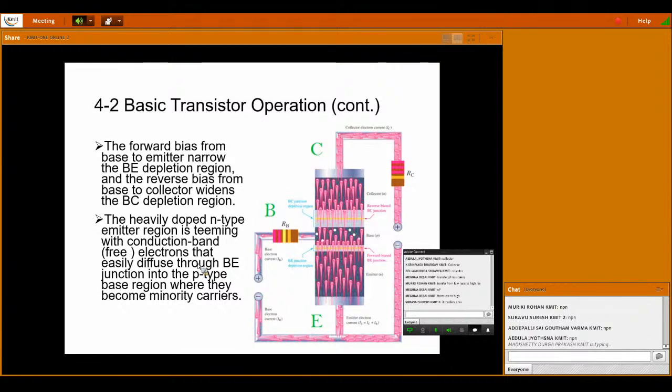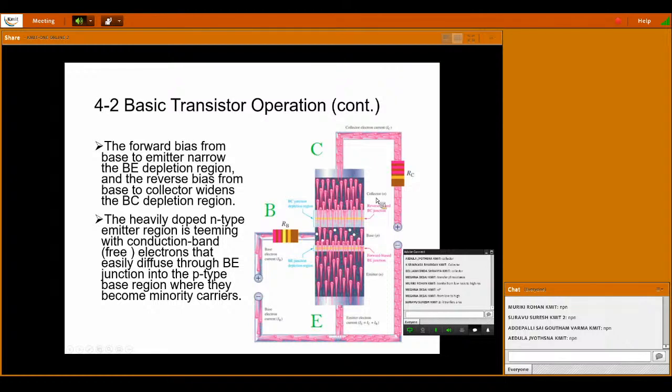Now the input junction is the base to emitter junction. It must be forward biased. So base is P type. Hence the applied bias voltage at the input junction, through the resistance RB, you have to apply the positive terminal to the base, and the negative terminal must be connected to the emitter because I took the emitter as common.